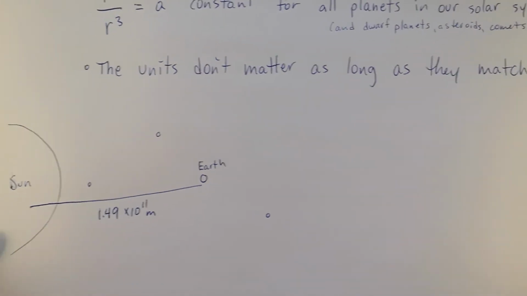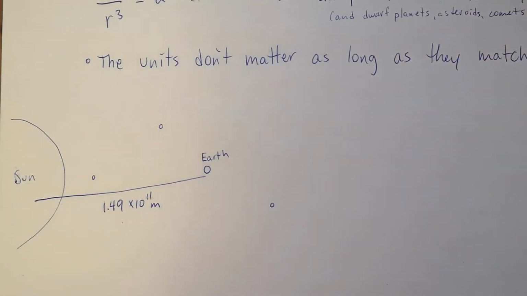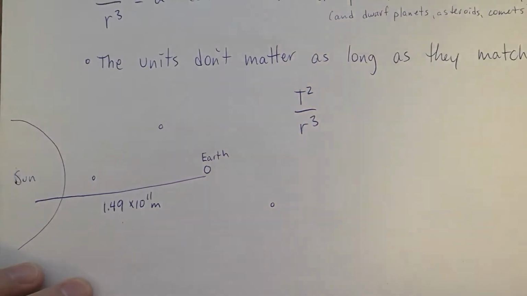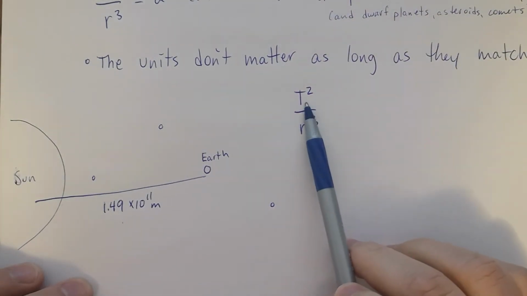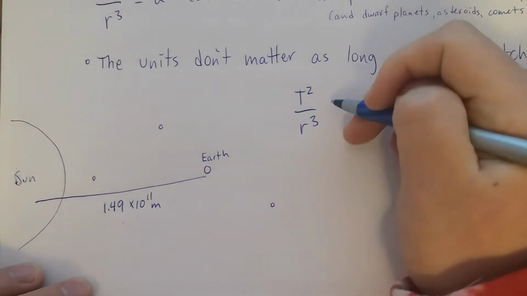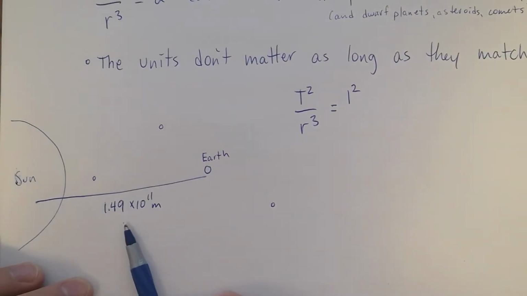Okay, so the orbital radius of Earth is 1.49 times 10 to the 11 meters. We know that that changes depending on where it is in its path around the sun, but that's the average value, and that is the orbital radius. Now, let's talk about T squared over r cubed. The orbital period of Earth is 1 year, and we're allowed to use years, Earth years, as our unit. R is this. That's not a very nice number.